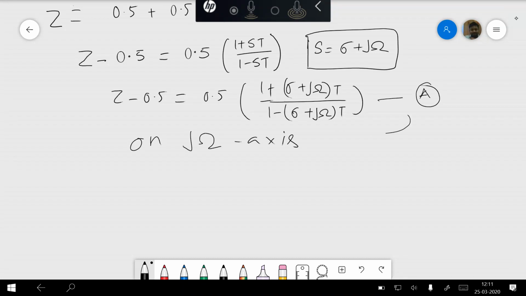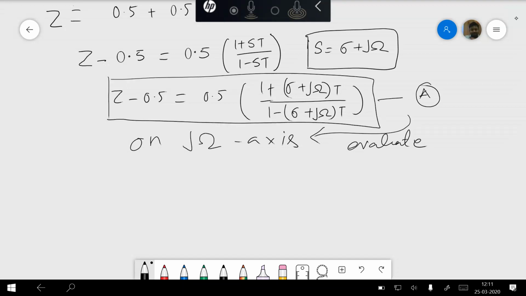If I want to evaluate equation A on the j omega axis, what can we do? Any guess? What can we do if I want to evaluate this on a particular axis, that is, on the j omega axis?